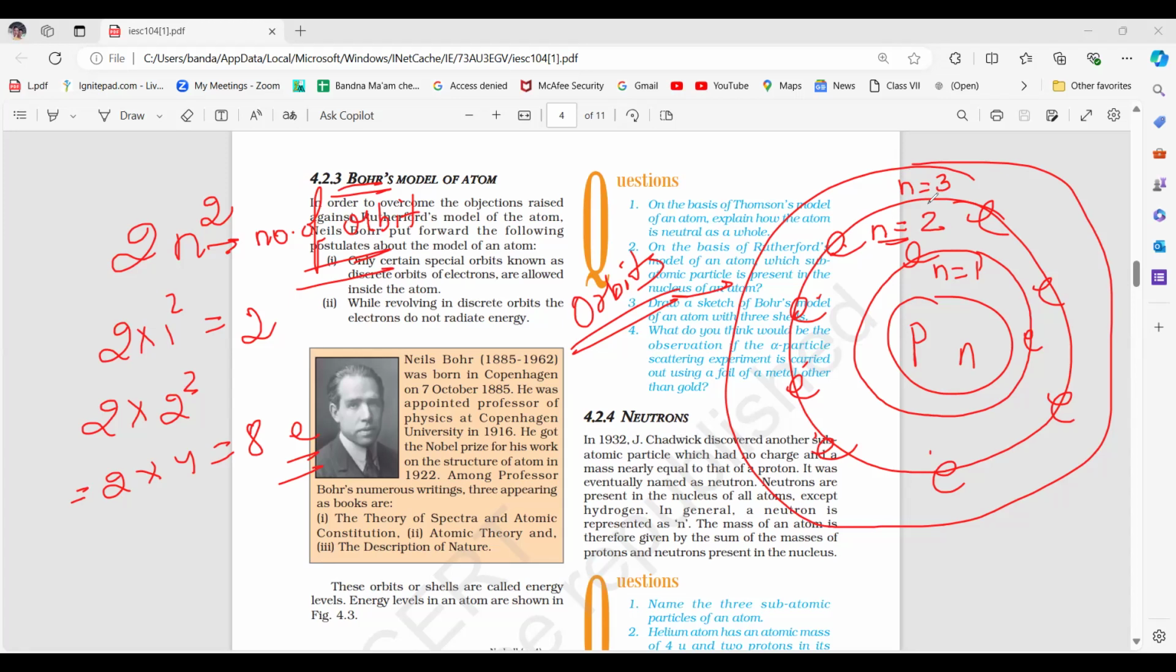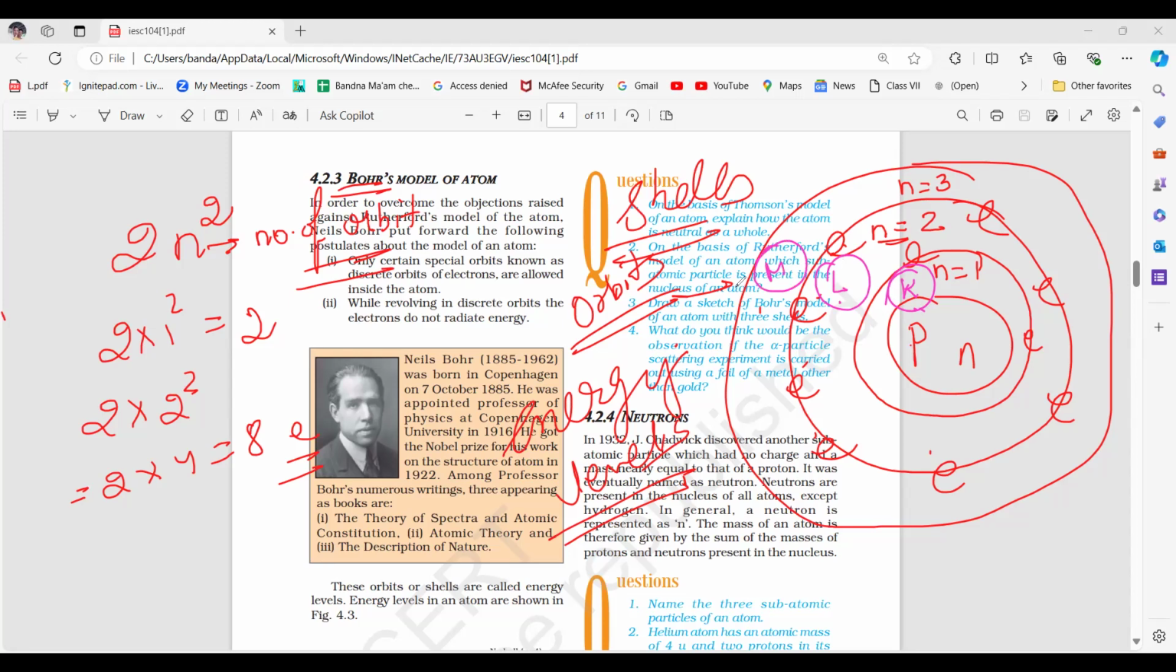This was the best discovery, and these orbits are known as what? Energy levels. These orbits are also known as what? Shell. The first orbit is known as what? K shell. Second orbit, L shell. Third, M shell, just like that: K, L, M, N, O, P.